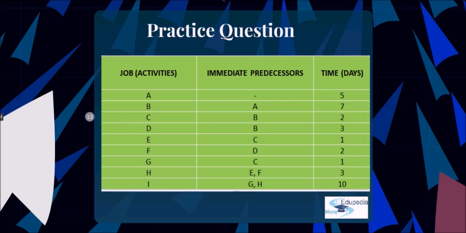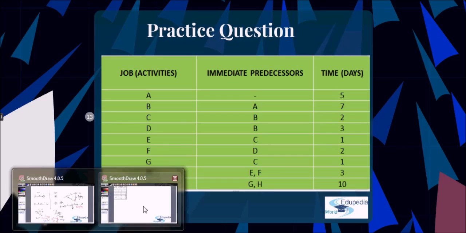Sorry, there are 9 activities, and we have the immediate predecessors of each activity given, and further the time required to accomplish each of these activities is given in the third column. So let's take this question and see how to draw a network flow diagram for this. Okay, so here I have the question.